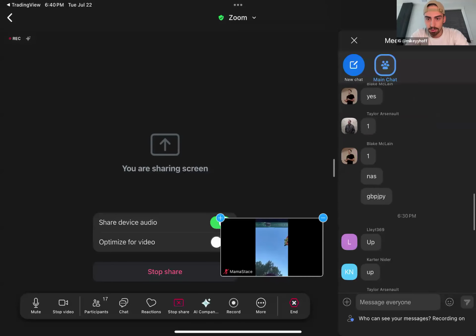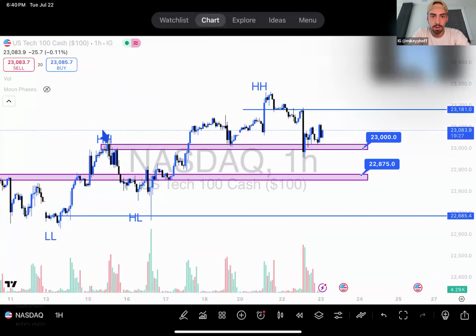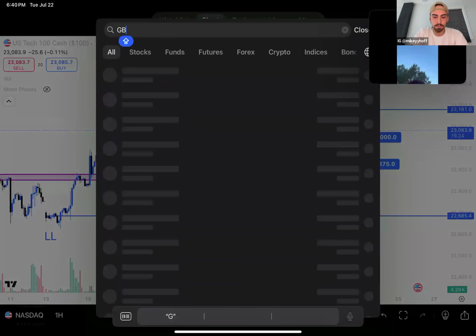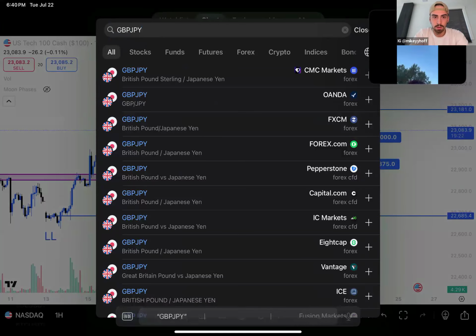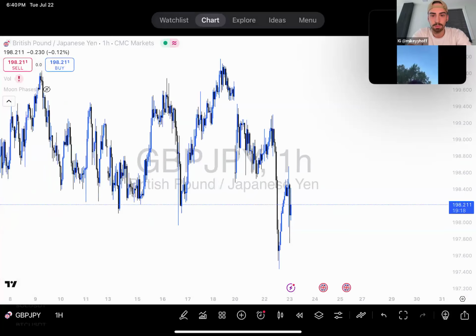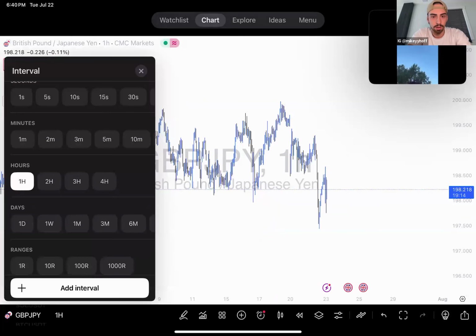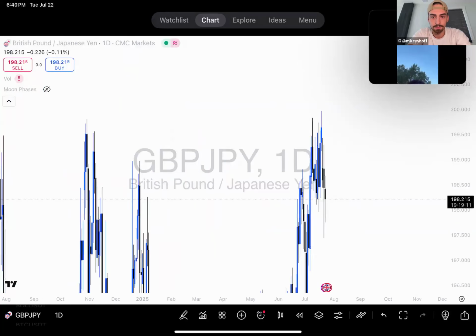What was said in here? GBP JPY. Let's go. So we're going to take this from the 1 hour chart and go to the daily chart.